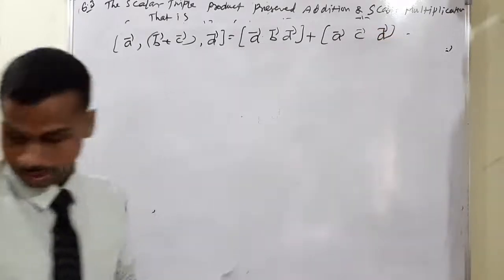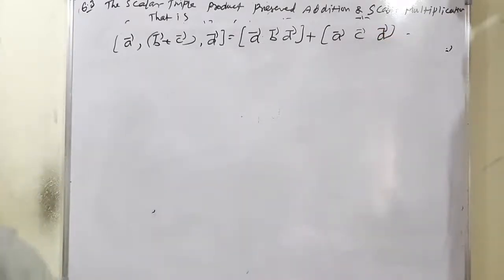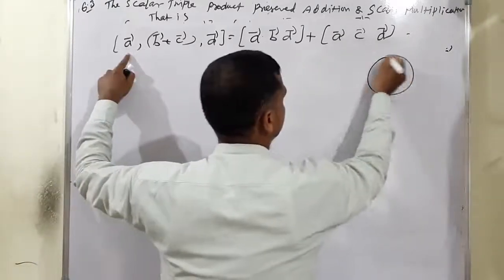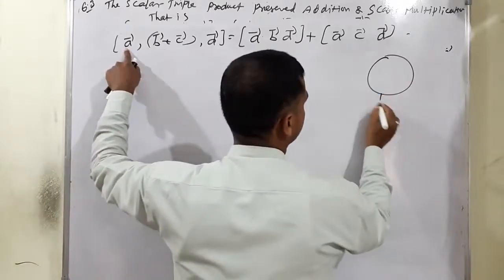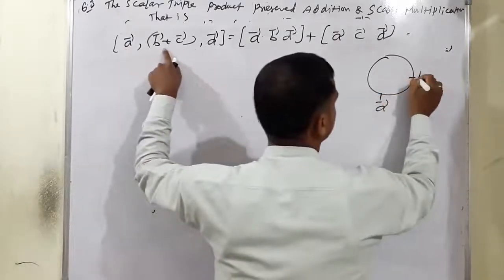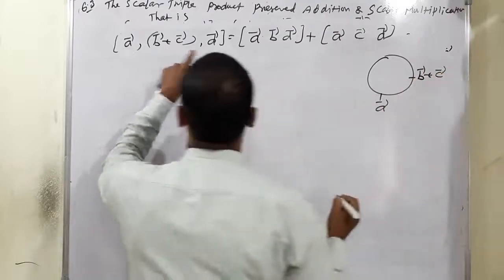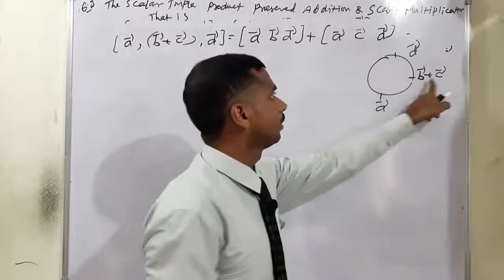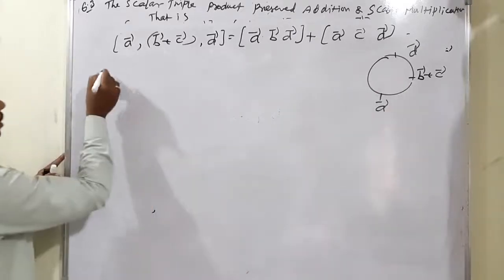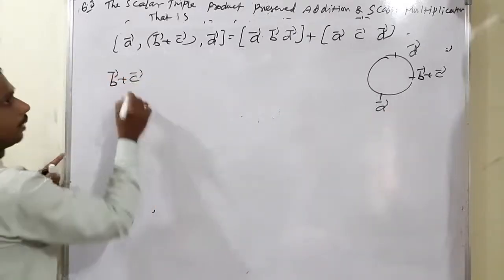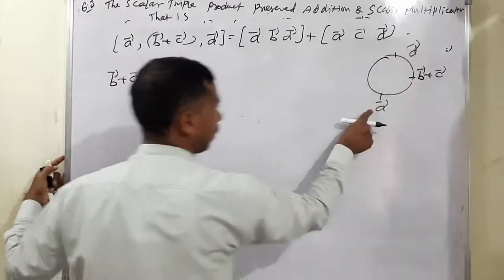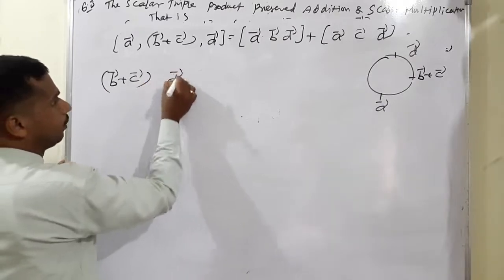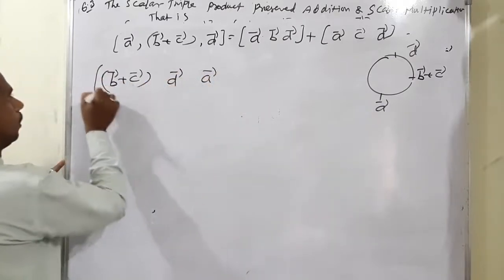First, the same concept, scalar triple product. If you have one circle starting with A, this is considered for A vector, the second is B vector plus C vector, and the third is D vector. Counterclockwise, starting with B vector plus C vector, next you write D vector, then A vector.